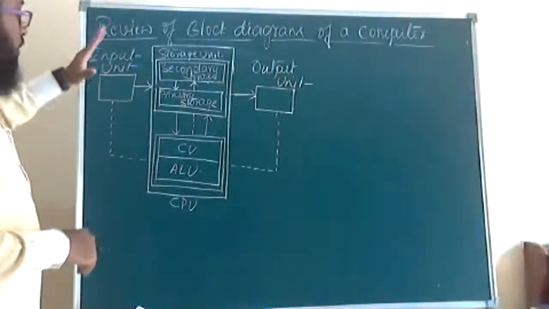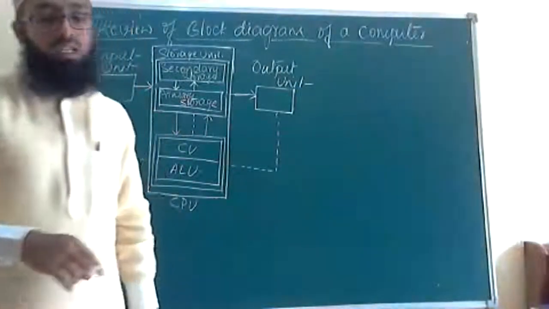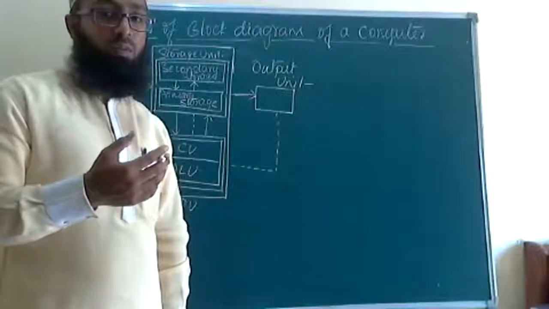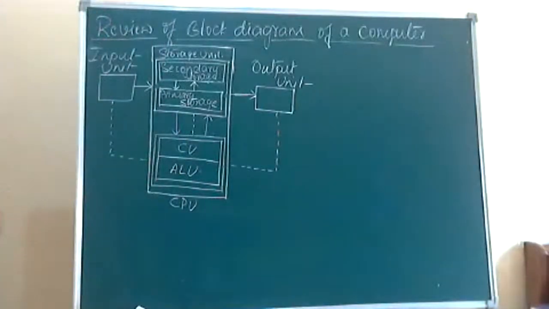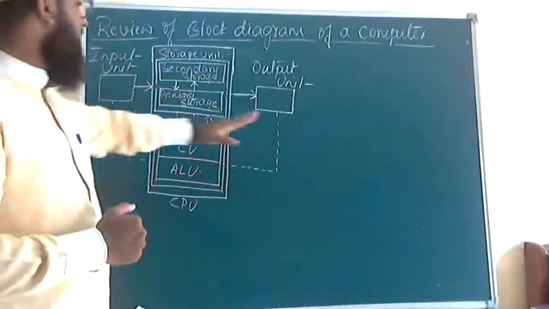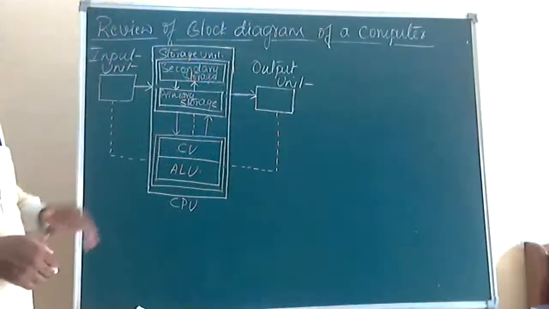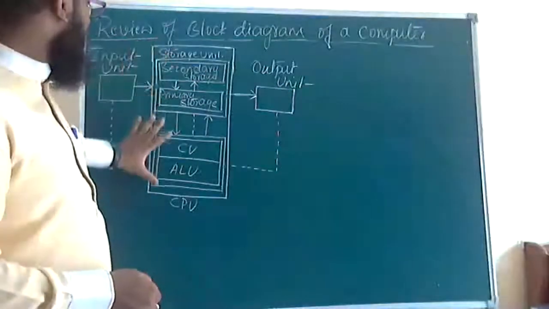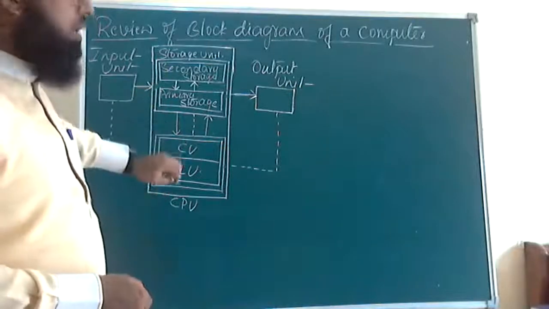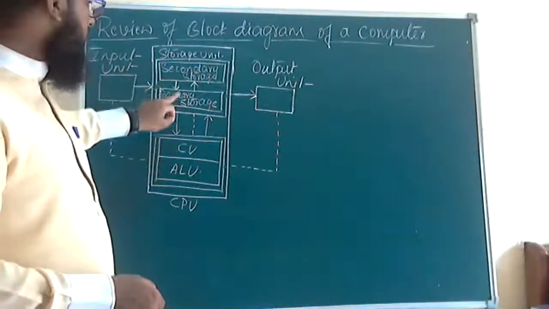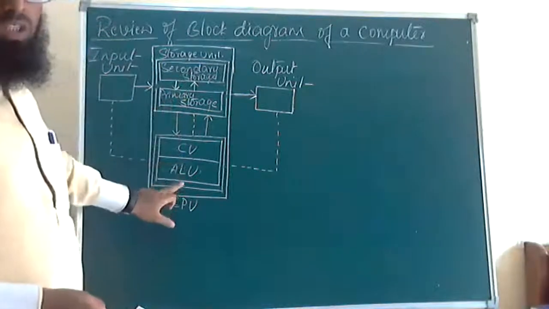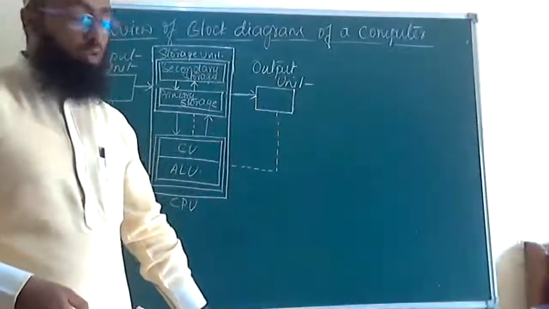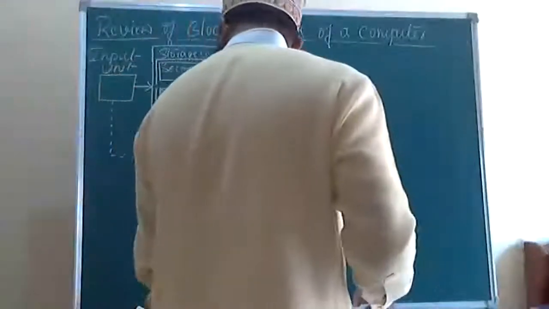So this is the block diagram of a computer, as we have discussed in our previous years. Now we have to discuss the things one by one regarding the block diagram of a computer. What is input unit? What is output unit? Then what is storage unit and what is CPU? Among these things, what is secondary storage, what is primary storage, then what is CU, what is ALU, and one more thing, that is the registers. So now we are going to discuss these things.